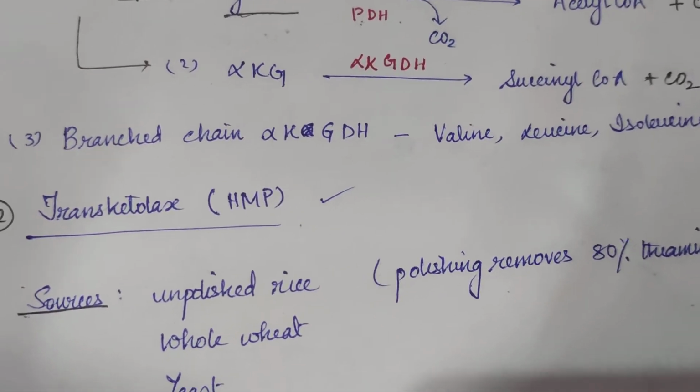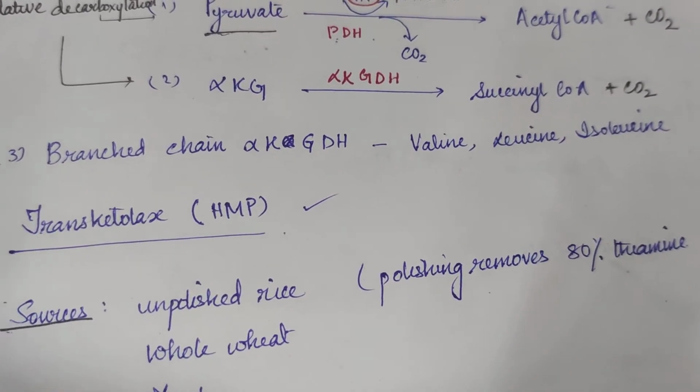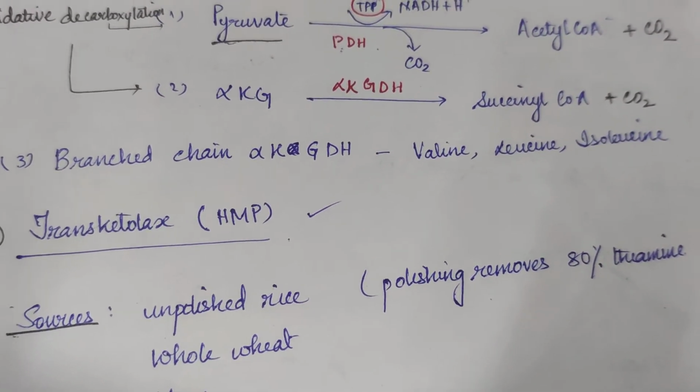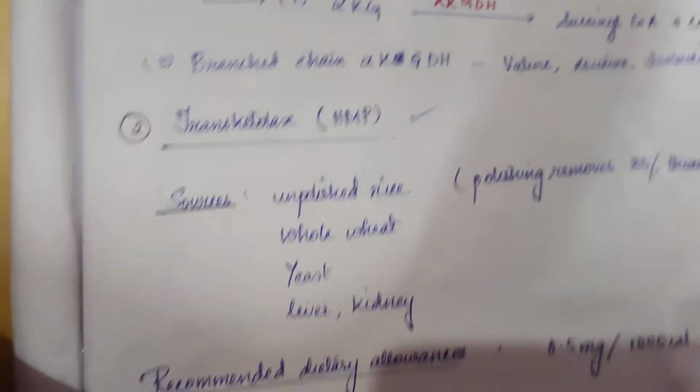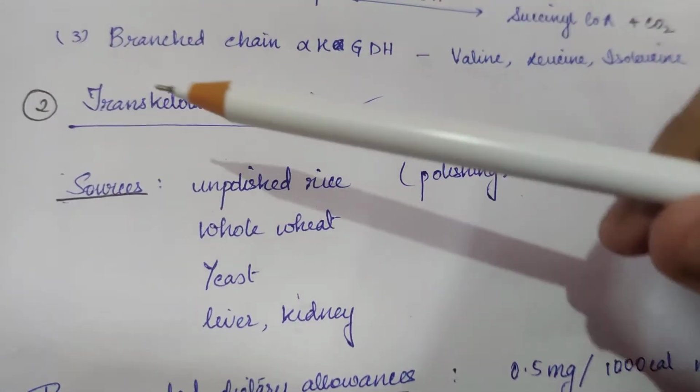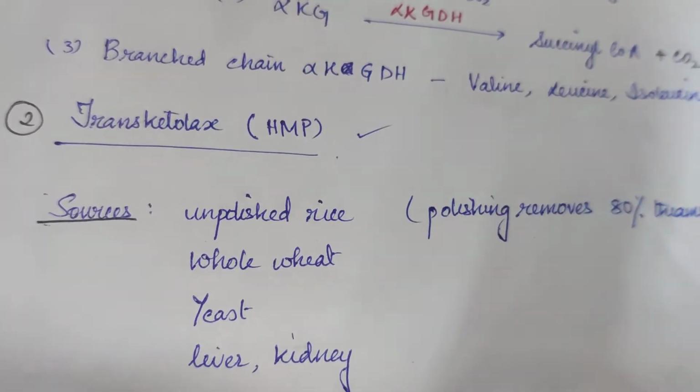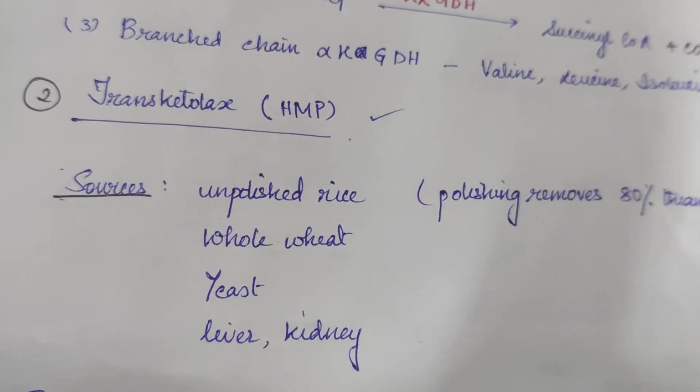We also have branched-chain alpha ketoacid dehydrogenase, which acts on valine, leucine and isoleucine. This is not very important. Next we have the transketolase step. The reaction in the HMP shunt also requires TPP.